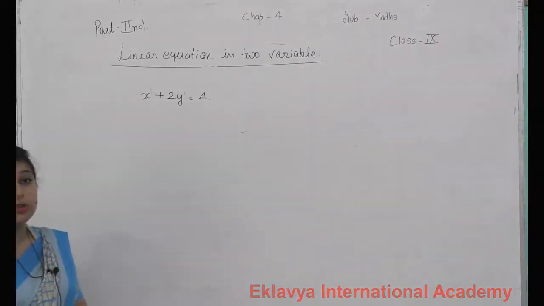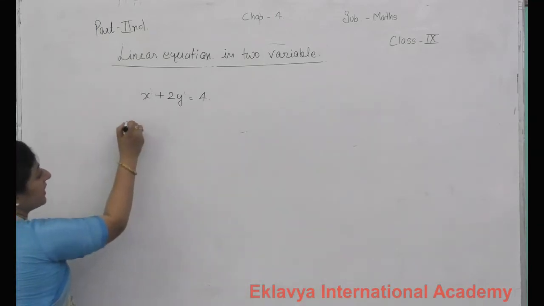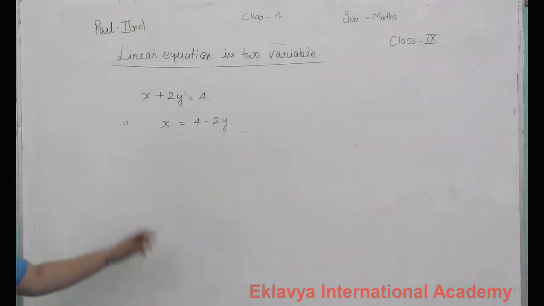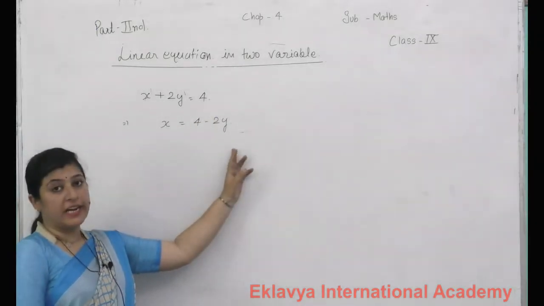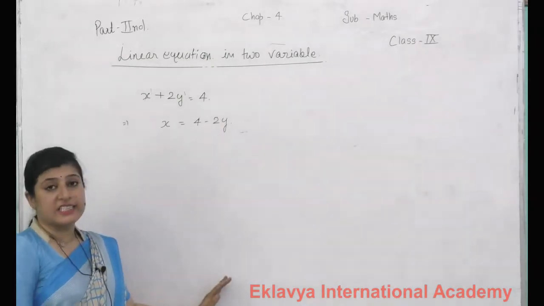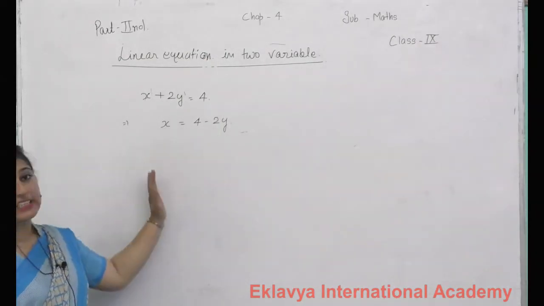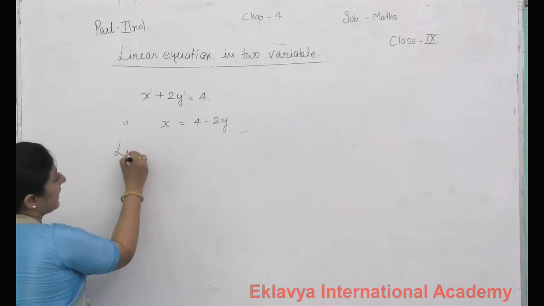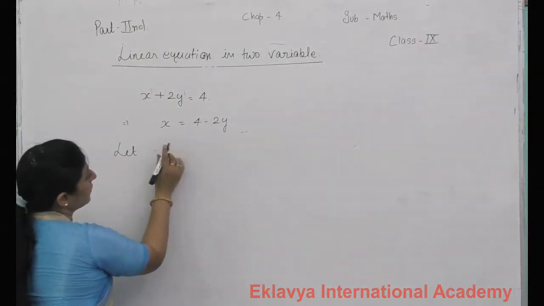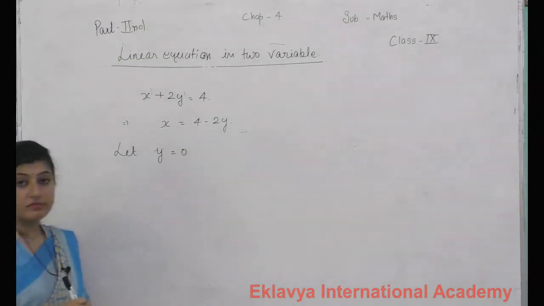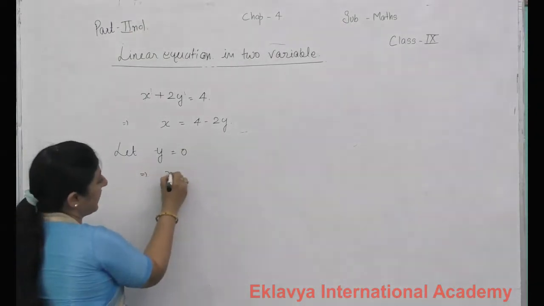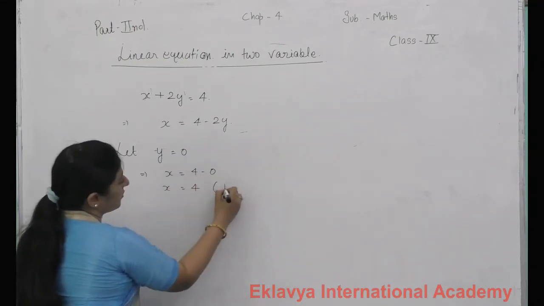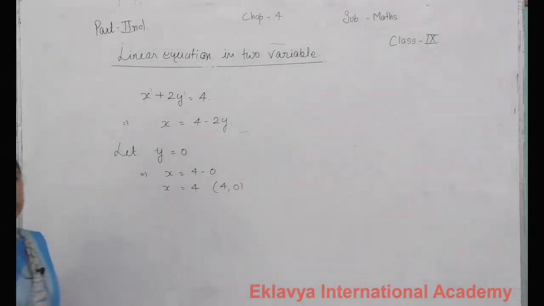Now find the solution of it. For finding the solution, firstly you can write one variable in terms of the other. I write x = 4 - 2y. It means I put the value of y on the RHS, then according to this I get the solution on the LHS. Now see, suppose y = 0. Then what is the solution? x = 4 - 0, that is equal to 4. Then our first solution is (4, 0).